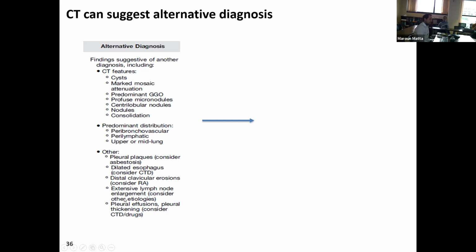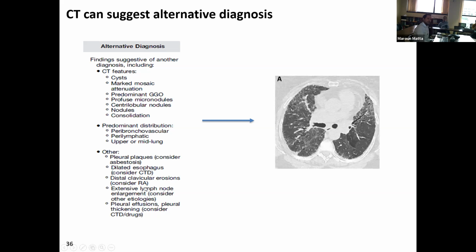There are some things that point to other specific etiologies, like pleural involvement, adenopathy, as you can see with connective tissue disease, dilated esophagus, scleroderma. If you start to pick up on some things that say, that's not UIP, that's something else. Like this is one example of HP. That's what HP would look like.